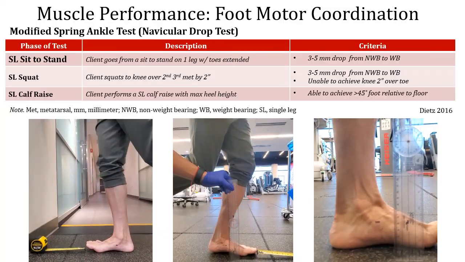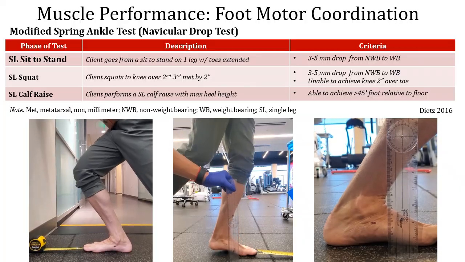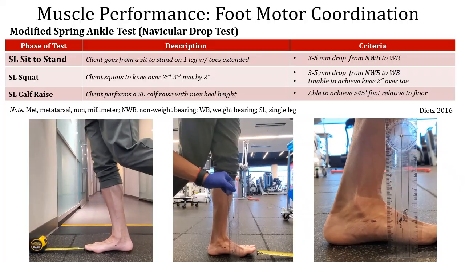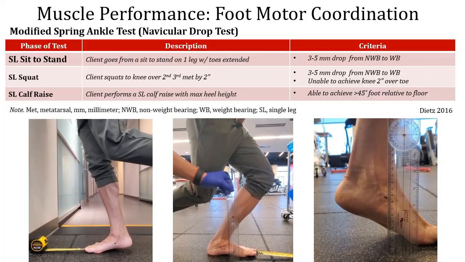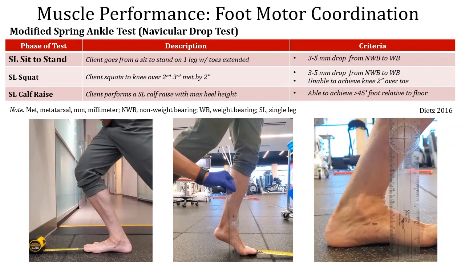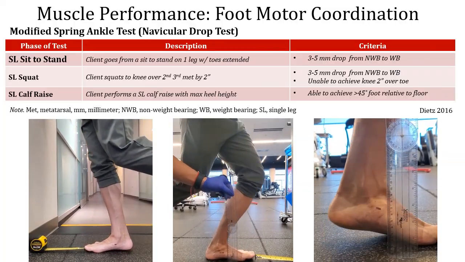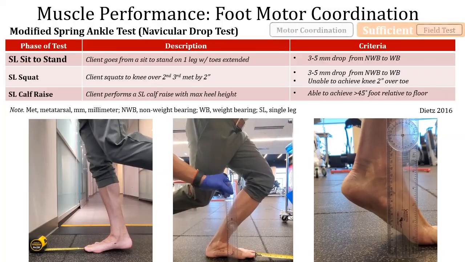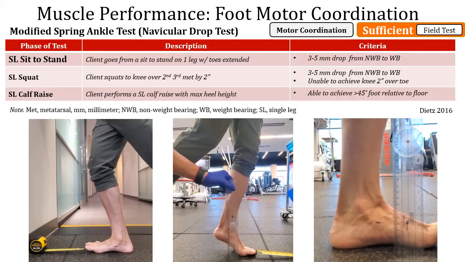And then in the third video, you can see the utilization of a translucent goniometer, where the clinician can, in live time, monitor the navicular drop. Also, a classic index card can be utilized in order to measure the discrepancies during the different phases. And this motor coordination test would be considered to be sufficient.